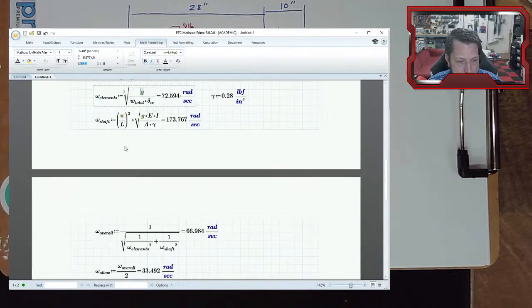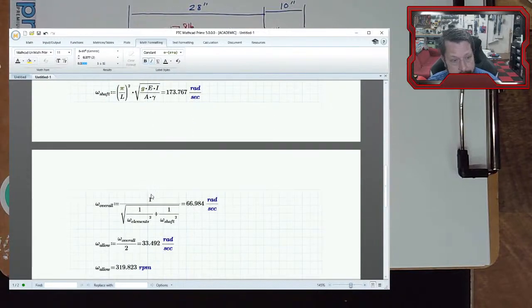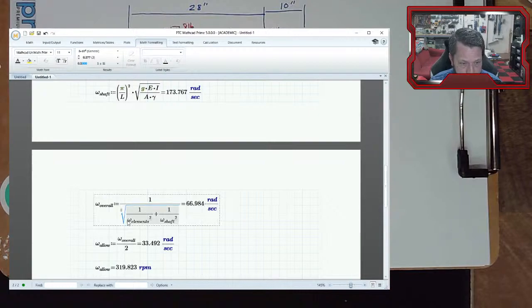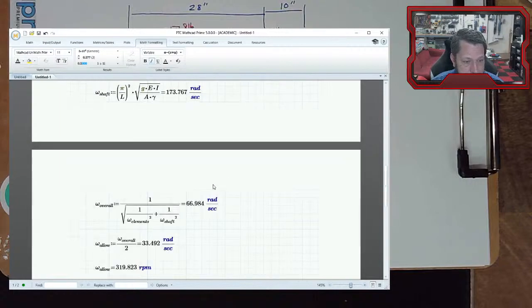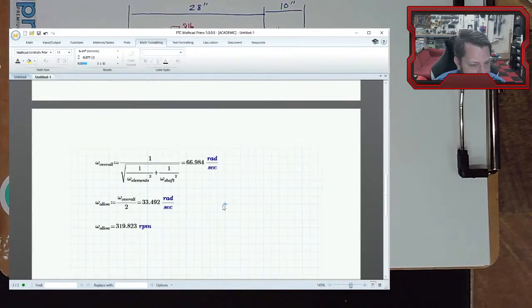And then I made a little mistake, which was off the screen, where I was in MathCAD, the W's and the omegas. Let's see, where are some of them together? Here we go. Here's a W and here's an omega. They look very similar, and I had set up one of these as W sub-elements instead of omega sub-elements. So when I went to add it together, it didn't know what I was talking about. All right.